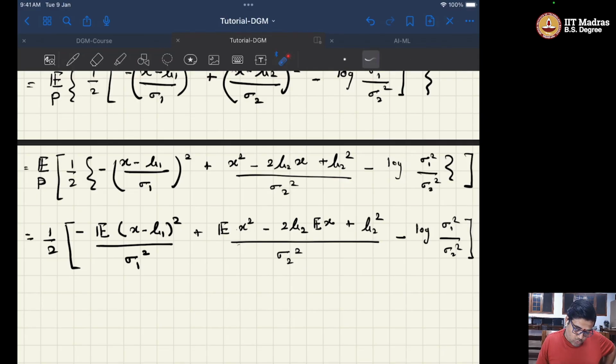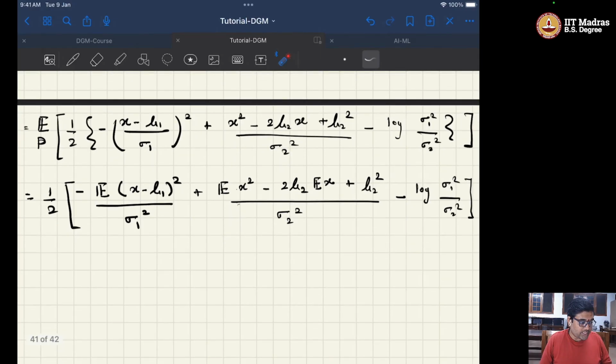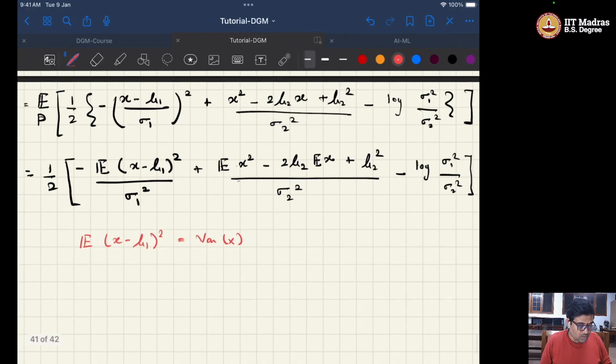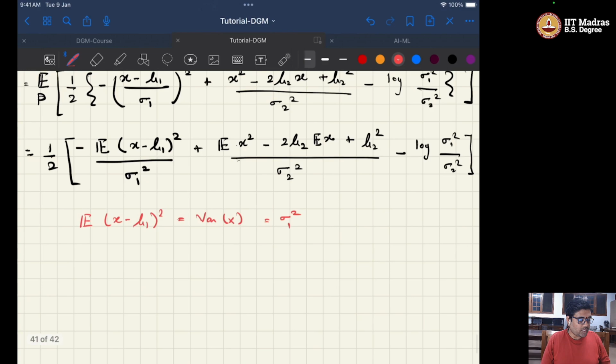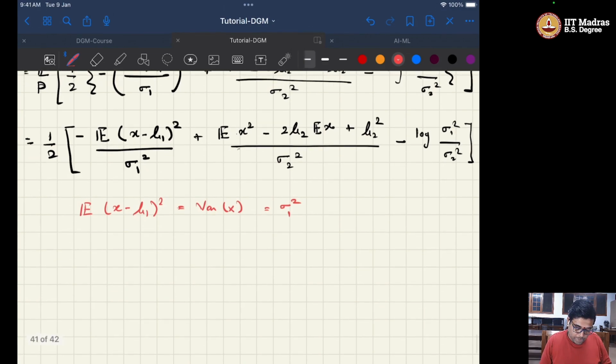So now, do we know this term, expectation of x minus mu1? Now, this is expectation of x minus mu1 whole square. This is nothing but the variance, right? Okay. Now, we know this actually. We know that expectation of x minus mu1 whole square is nothing but variance of x. Now, what is variance of x in this case? It is sigma 1 square, right? Okay, now this we know already.